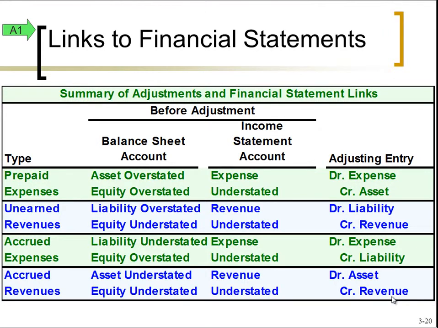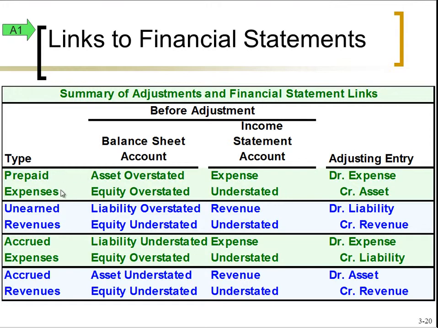So let's take a look at this chart here and understand how this all works out. We have our 4 types of adjustments. We have our 4 entries for those adjustments. And let's take a look at what would happen before we made the adjustment. In other words, if we did not make this adjustment, we would be in error. Our balance sheet accounts would be wrong, and our income statement accounts would be wrong. So let's take a look at how they would be wrong.